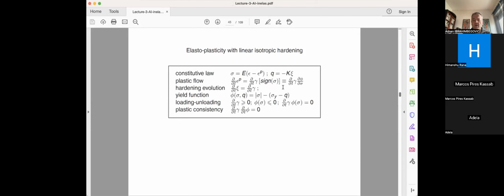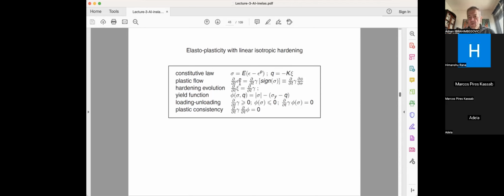So here, in summary, for elastoplasticity with linear isotropic hardening, what we have is a constitutive law that defines the stresses as the product between Young's modulus and total strain minus plastic strain. And then this hardening variable Q, which is the product between the hardening modulus and hardening variable psi, which is equivalent plastic deformation.